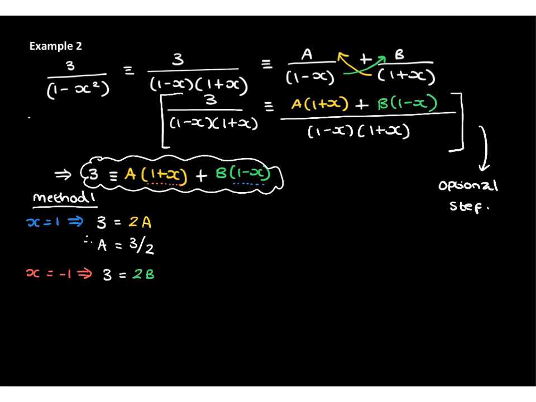So straight away, this gives us our value of b as being equal to 3 over 2 as well. So both a and b are equal to 3 over 2. And this then allows us to set up our partial fraction decomposition.